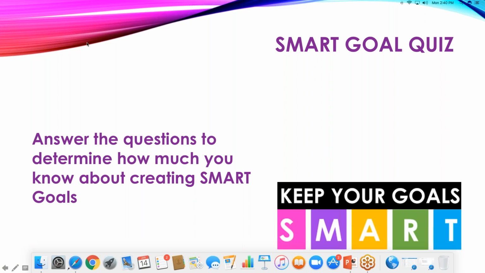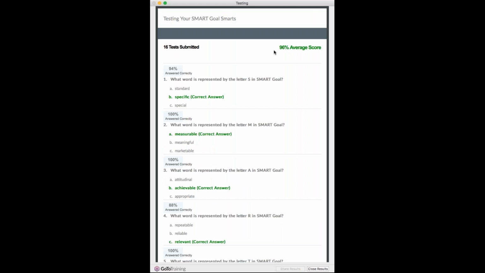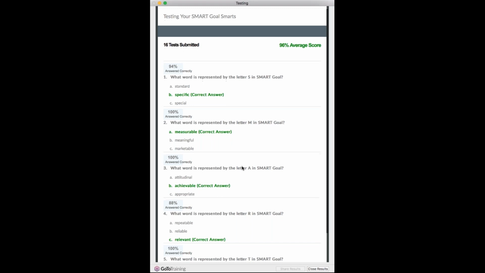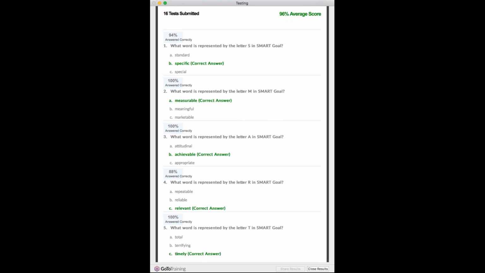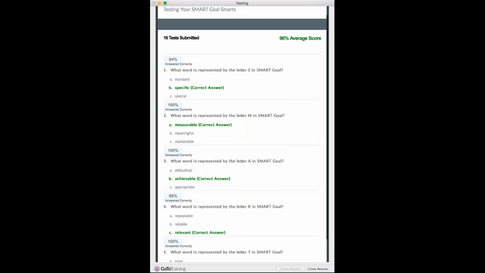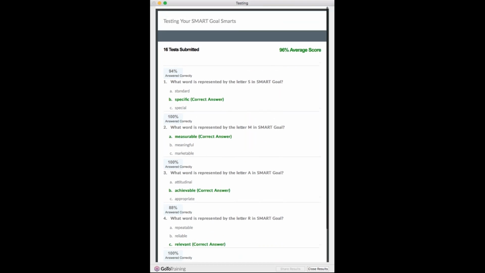So I'll try to review publicly. It looks like people did great on this. 96% was the average score. As far as what the S stands for in a SMART goal, the S is specific. The M stands for measurable. The A is achievable, the R is relevant, and the T is timely. What I'm seeing is that the only areas we might have had trouble with were the R and the S, but the other letters we were solid.